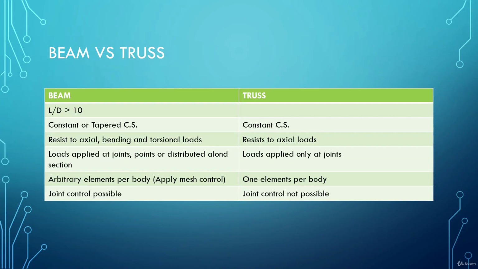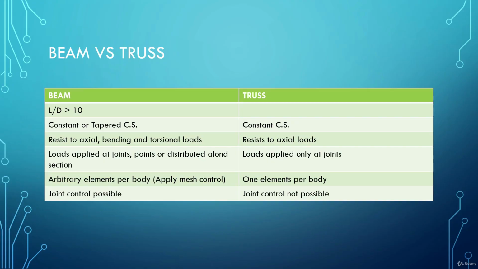Now let's make a quick summary, beam versus truss. As we said, the ratio between the length and the depth has to be bigger than 10, and then we can treat that object as a beam. The cross-section of a beam can be constant or tapered, while with the truss, the cross-section can only be constant. Beam elements can resist axial, bending, and torsional loads, while truss elements can only resist axial loads.